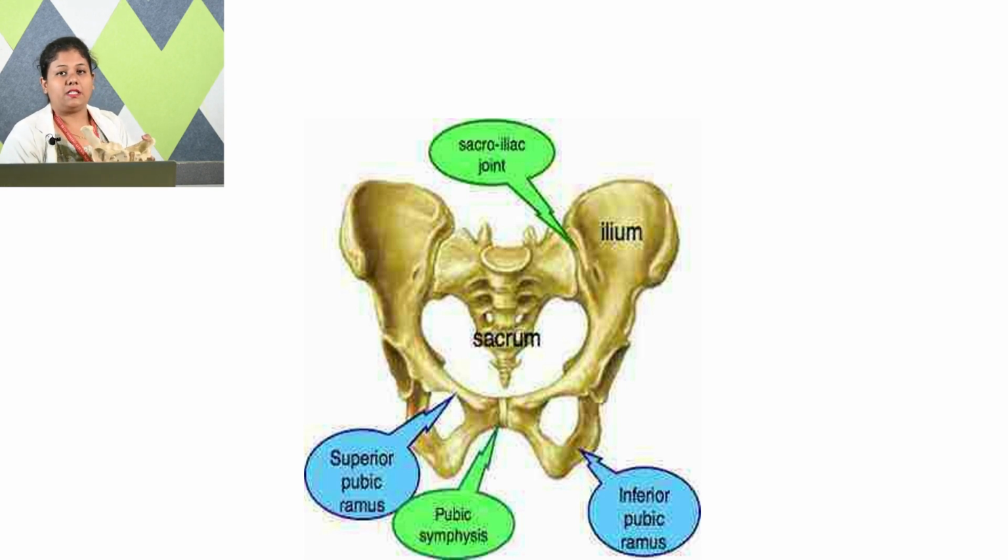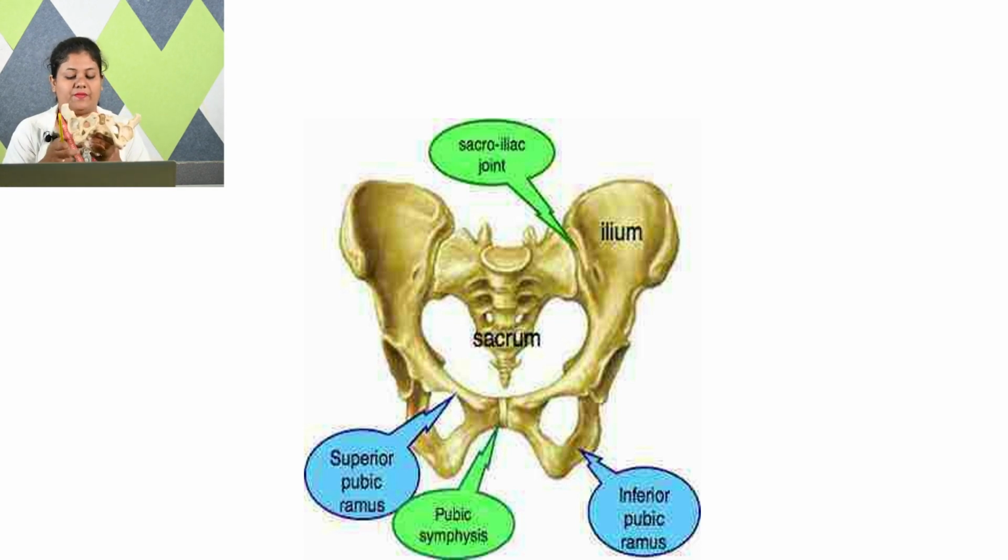Now we'll see regarding the ischium. In the ischium, this is called the obturator foramen. Sorry, this is called the acetabulum, where the head of the femur fixes into it. And this is called the obturator foramen. This is called the ischial tuberosity.